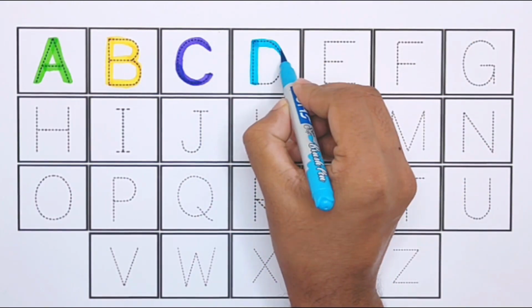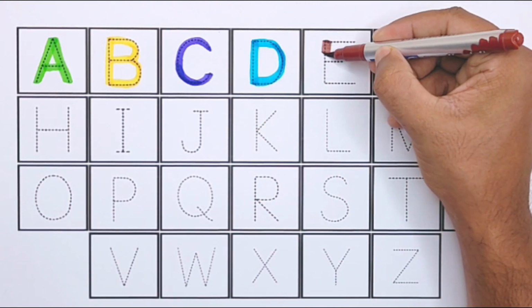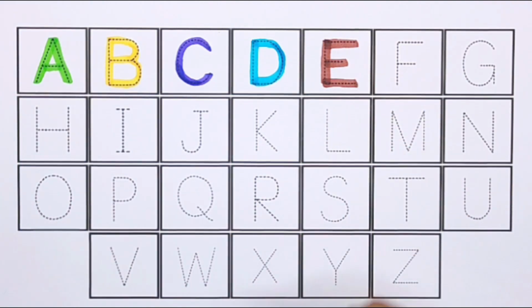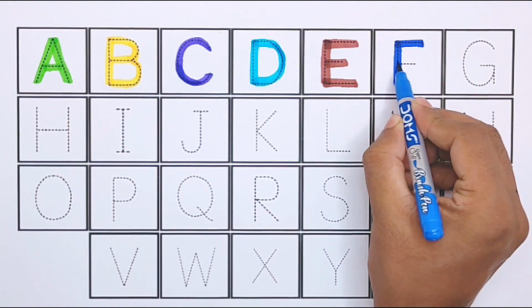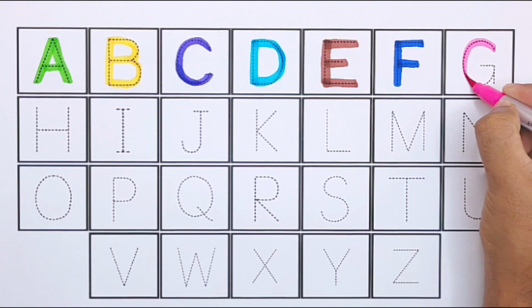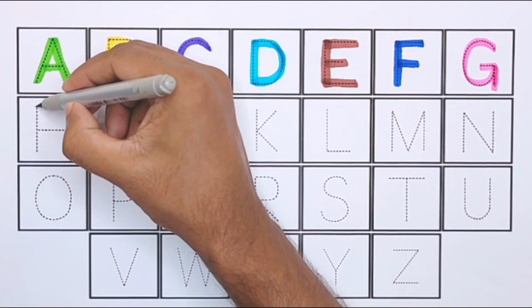D for dog. Brown color. E for eggplant. Blue color. F for fish. Pink color. G for grapes. Gray color.